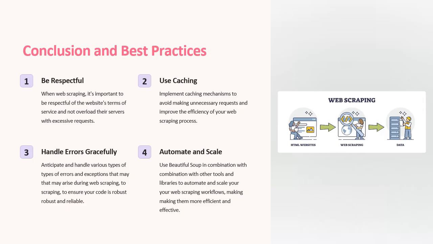Now let us see conclusion and best practices. Be respectful. When web scraping, it's important to be respectful of the website's terms of service and not overload the server with excessive requests. Use caching. Implement caching mechanisms to avoid making unnecessary requests and improve the efficiency of your web scraping process. Handle errors gracefully. Anticipate and handle various types of errors and exceptions that may arise during web scraping to ensure your code is robust and reliable.